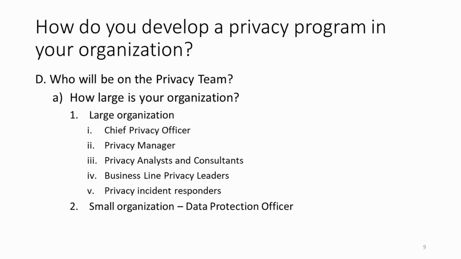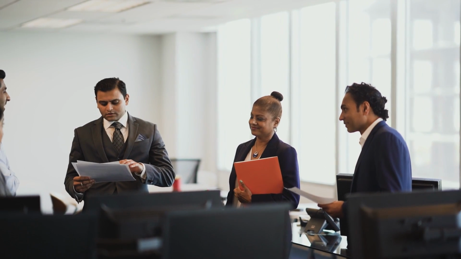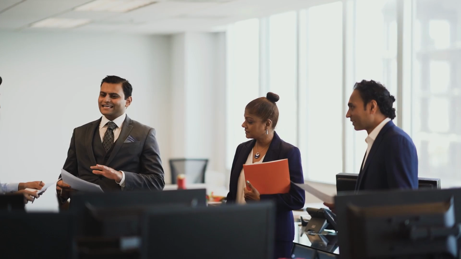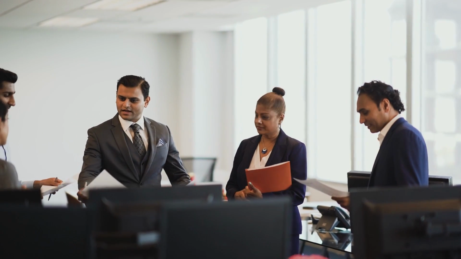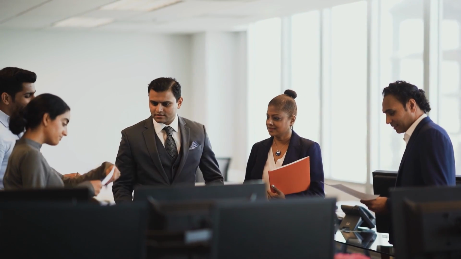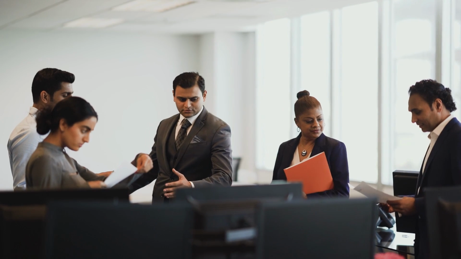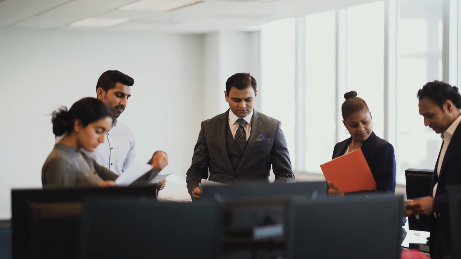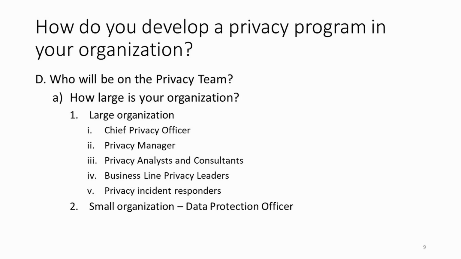Who will be on the privacy team? You've got to think about the organization, the size of the organization, and that will give you a rough idea of how large your team should be. For large organizations, you might even have a chief privacy officer to whom people report, like a privacy manager. You will have privacy analysts and consultants, and then you will have business line privacy leaders, and finally you would even have a team of privacy incident responders.